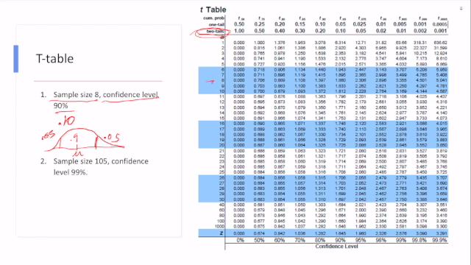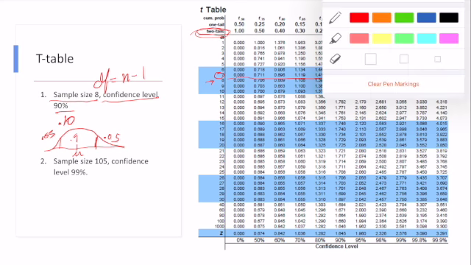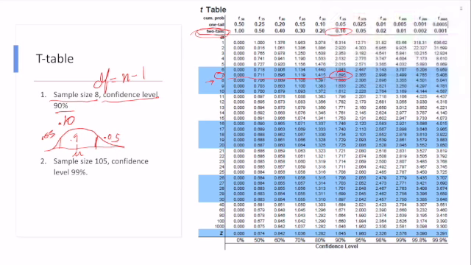That adds up to 10. But I don't just go to 8. 8 is not my degree of freedom. Remember, degrees of freedom equals our sample size minus 1. So I have degrees of freedom of 7. So I go to 7, and I go over to where I have an area in two tails of 0.10. So I would get a t-table value of 1.895.